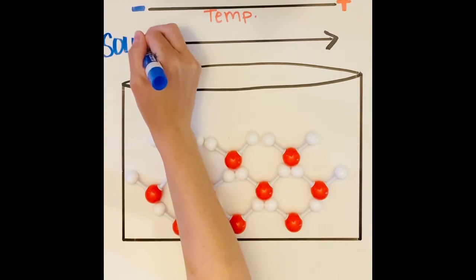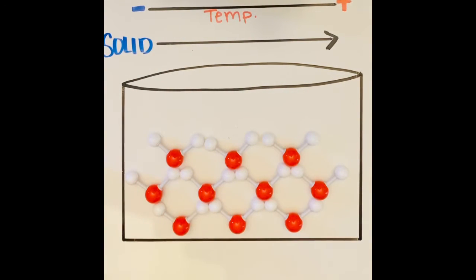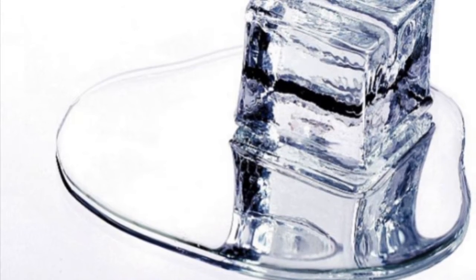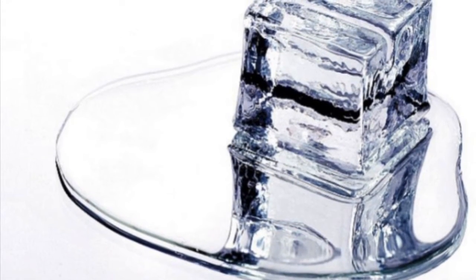Here, I've arranged my water molecules into nice neat patterns to represent ice inside of this container. This would be as if I just removed this container from the freezer. All of the water molecules are organized and vibrating in place. I'm now going to add heat energy to these water molecules. I'm representing this by drawing some flames at the bottom of the container. What do you think is going to happen as these water molecules gain more heat energy? That's right, the ice is going to melt.